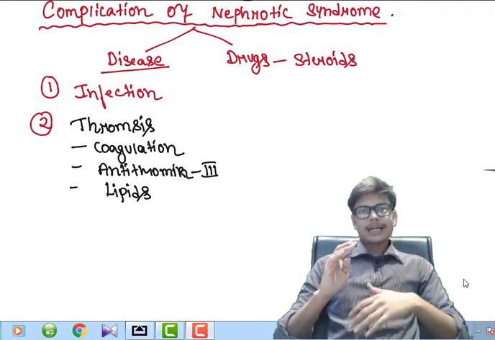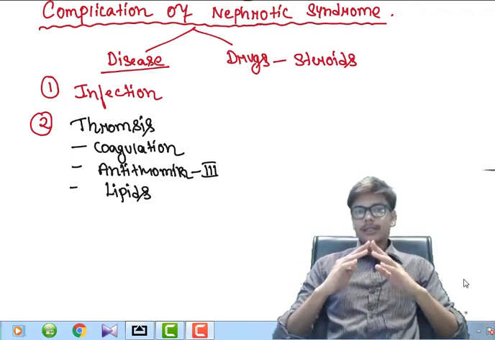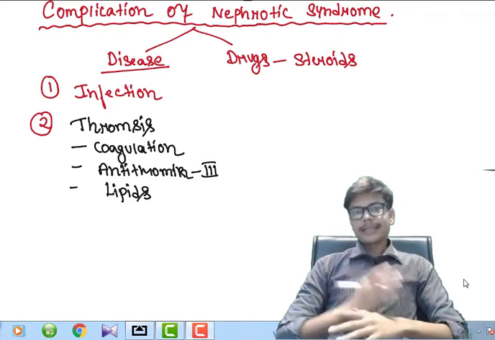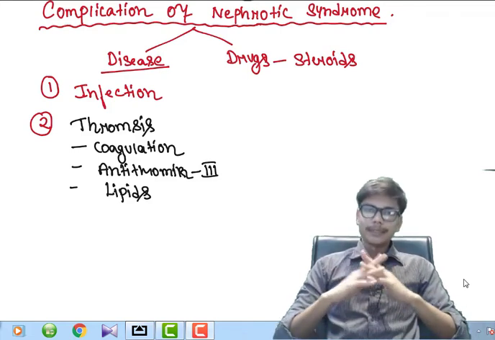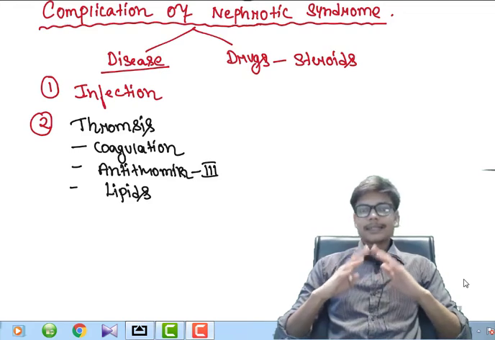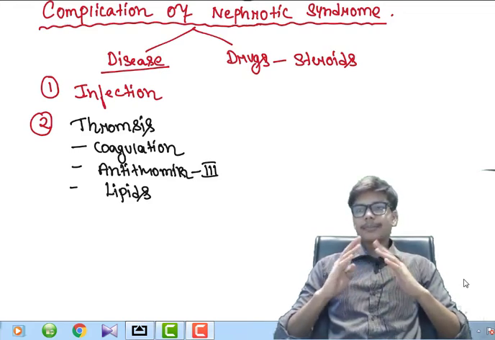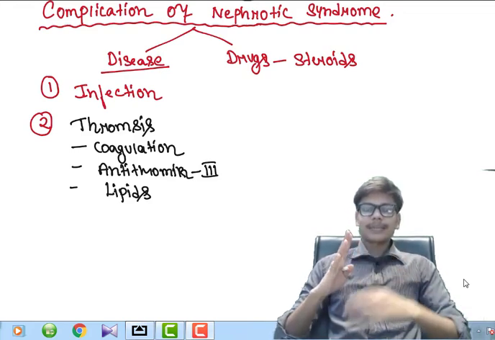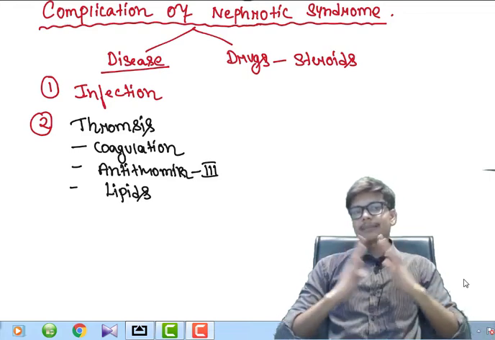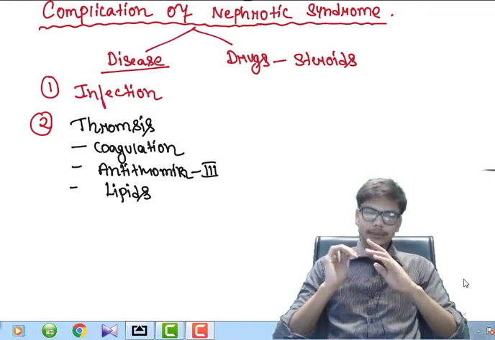If the mesenteric artery or mesenteric vein is thrombosed in nephrotic syndrome, the patient may present to us with abdominal pain. As well, if the renal vein is thrombosed, there will be impaired kidney function, and flank pain can also be present in a patient with renal vein thrombosis.